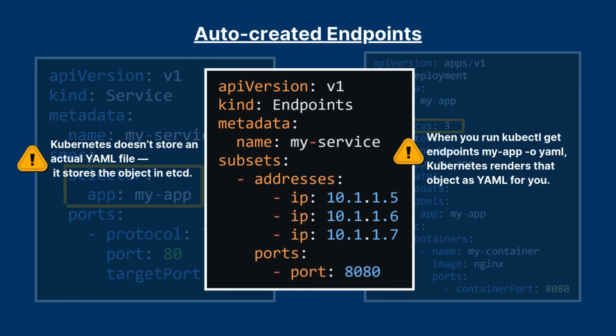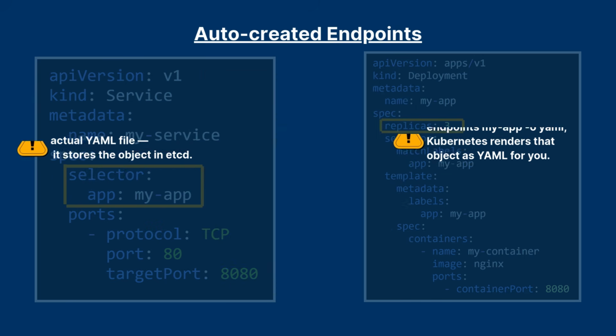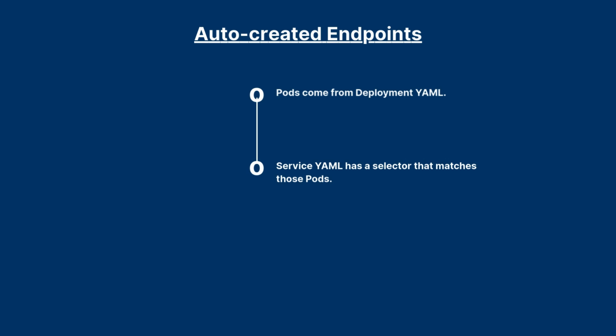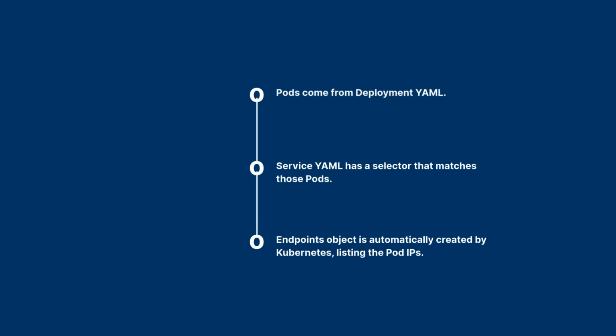You don't write this yourself. Kubernetes fills it in automatically because the service had a selector, and the deployment created pods with the matching label. So to summarize clearly, pods come from the deployment YAML, the service YAML has a selector that matches those pods, and the endpoint object is automatically created by Kubernetes, listing the pods' IPs.